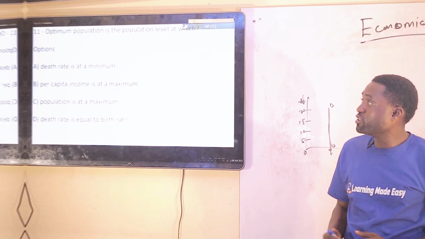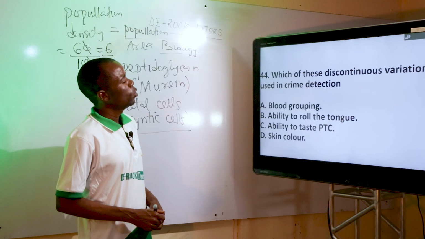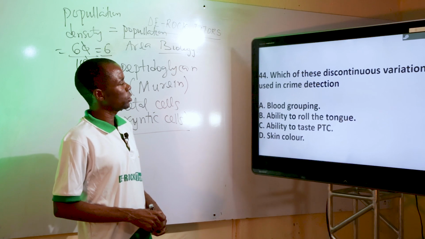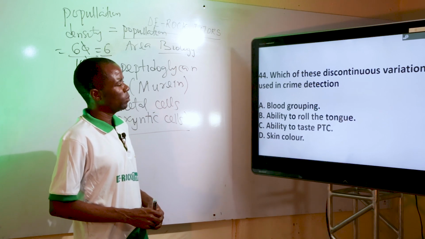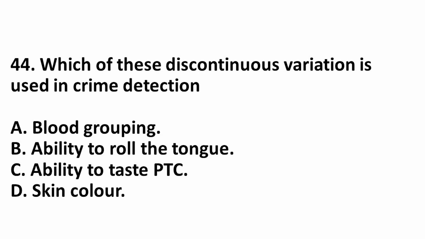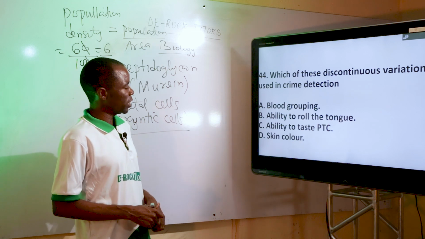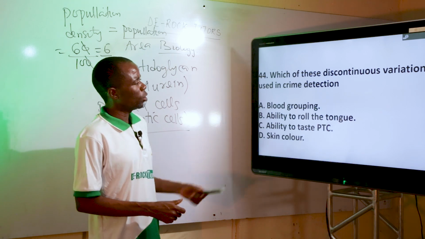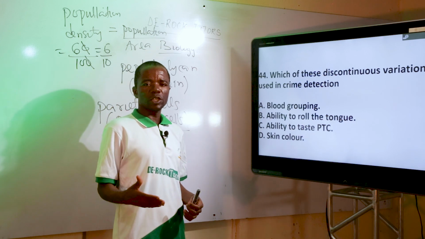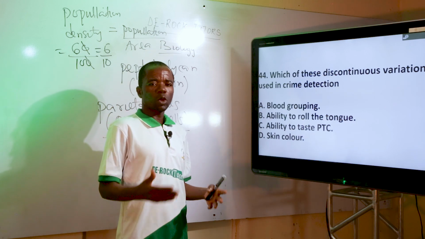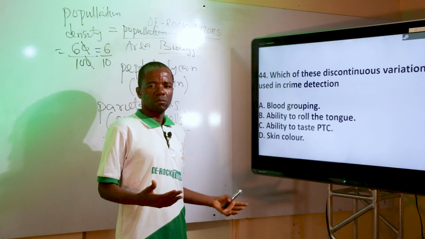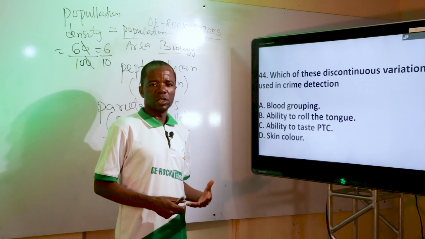So let's move on to number 44. Which of these discontinuous variations is used in crime detection? A. Blood grouping. B. Ability to roll the tongue. C. Ability to taste PTC. By the way, PTC stands for phenylthiocarbamide. And D. Skin color. We know that one of the applications of variation is that it is used by law enforcement agents, police, and what have you in crime detection.